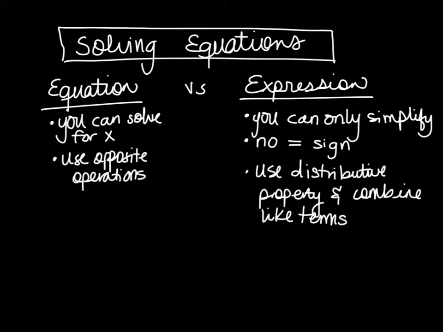So for an example, if you had an equation, you might get to the end and have an answer that would say something like x equals 3, or just a value for x. And to solve equations, we use opposite operations. So what I mean by that is addition and subtraction, they undo each other. Multiplication and division are going to undo each other.